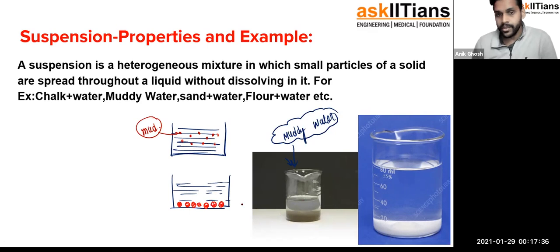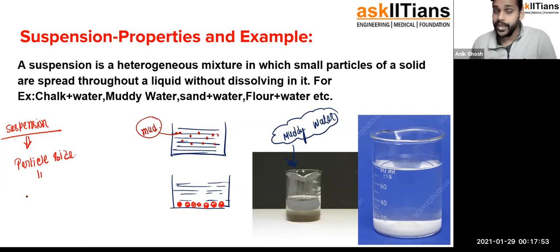The answer is pretty simple. For suspension, the particle size is big enough that it faces an inward pull due to gravity only. So as its mass is high, for that reason, what is happening? It is facing an inward pull towards the bottom of the beaker due to gravity only. Okay, it faces more amount of gravity. And as a result, what is happening? They are sedimenting, and we call it sedimentation, isn't it?